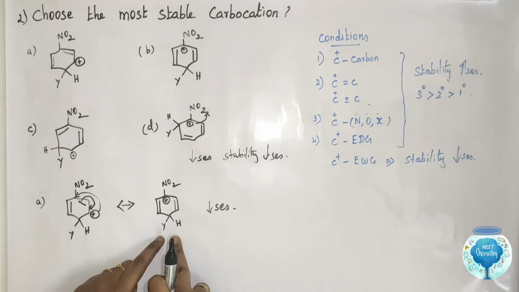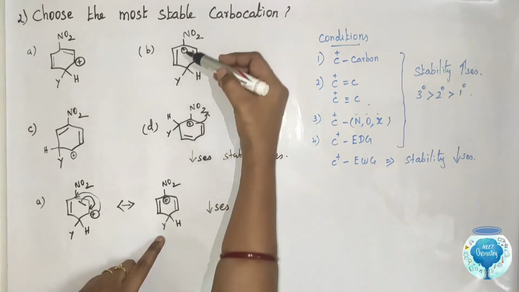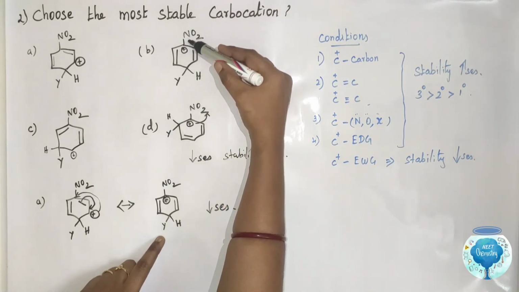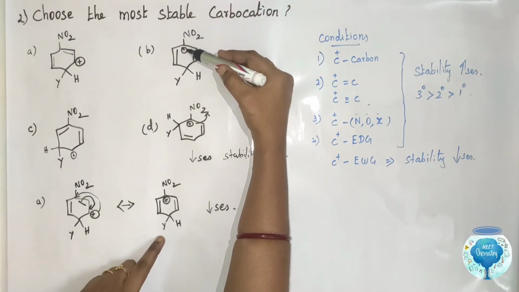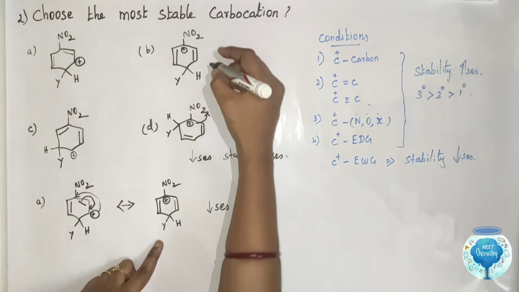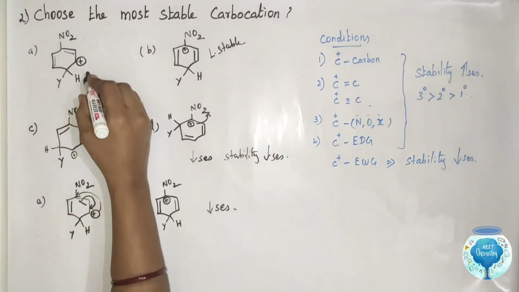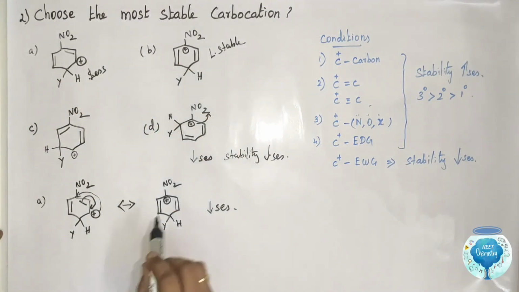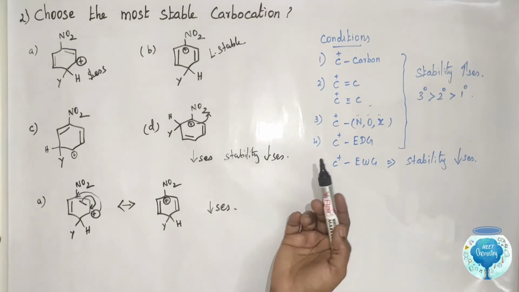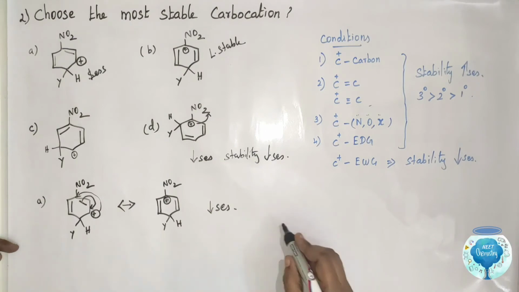This is also the same for option B. So in option B, the carbocation is attached with the electron withdrawing group. So it withdraws electrons from the carbocation, the charge of the carbocation increases, stability decreases. So it is also less stable. Applying the resonance effect, option A is also less stable. Option D is also less stable. Option B is less stable. So the more stable one is option C.